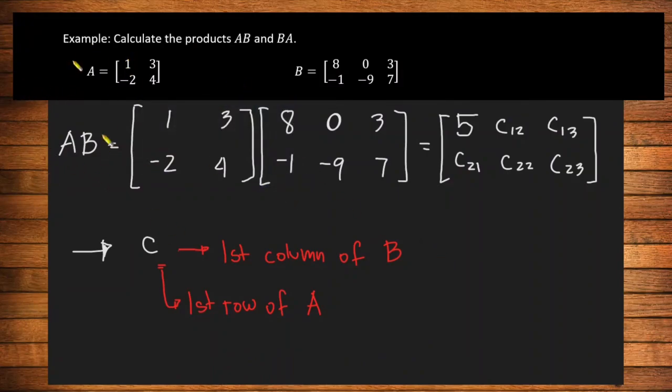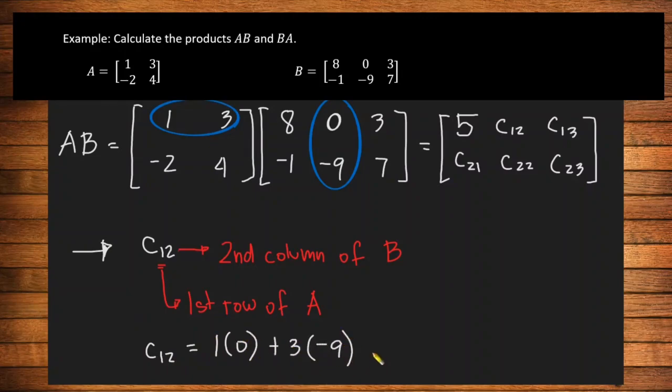So for the second element, let's take C sub 1,2. This means that we will take the inner product of the first row of the first matrix and the second column of the second matrix. So that will be 1 times 0 plus 3 times negative 9, which is equal to negative 27. So this will be the value of our element C sub 1,2.